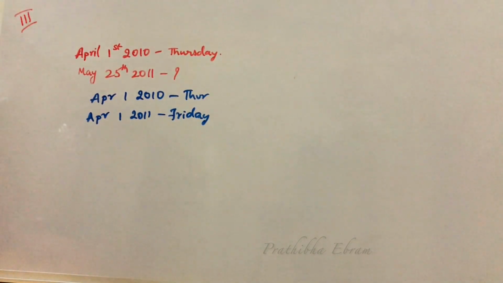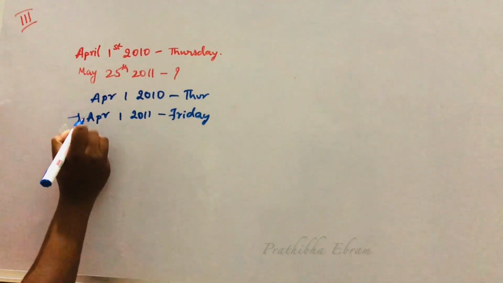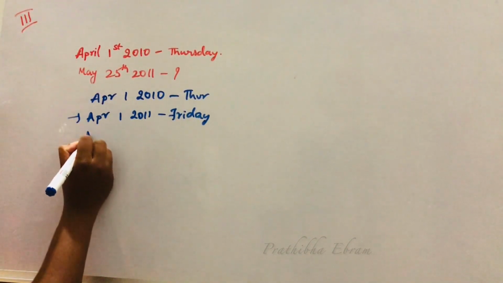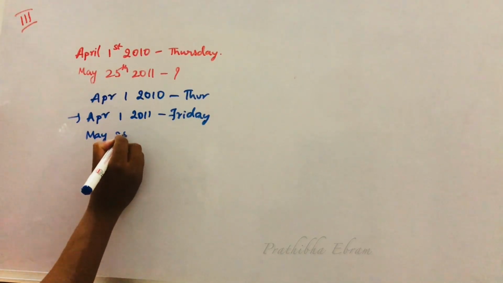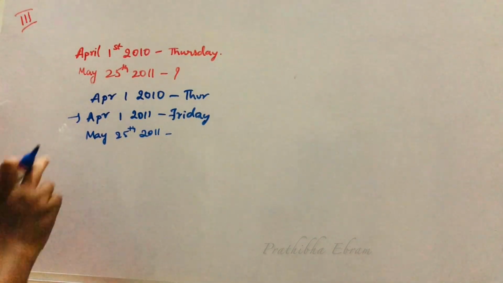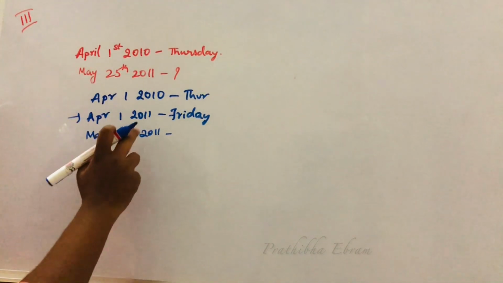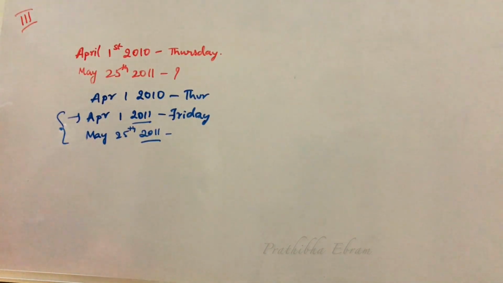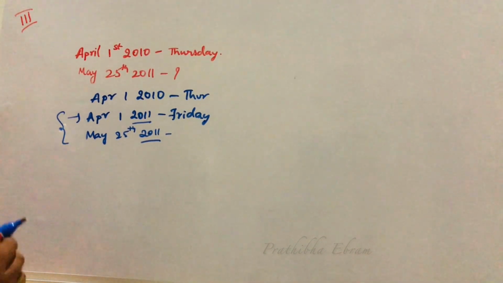Right? Next, we got the April 1st, 2011 value. But we want the May 25th, 2011 value. Now if you see here, months are different, dates are different, but the year is the same. This is the same as the previous example which we have discussed. Now how to solve this?